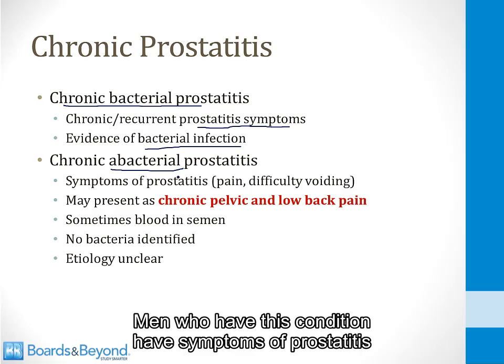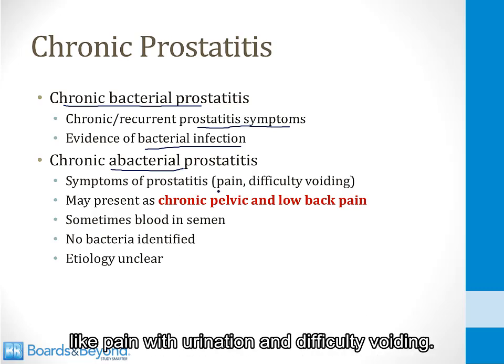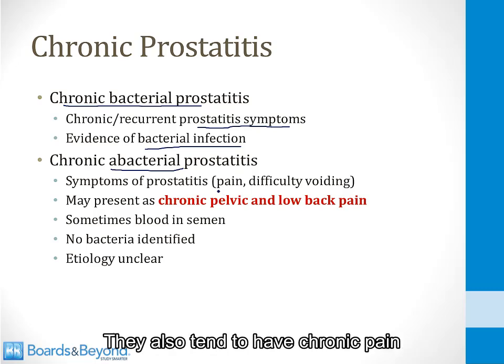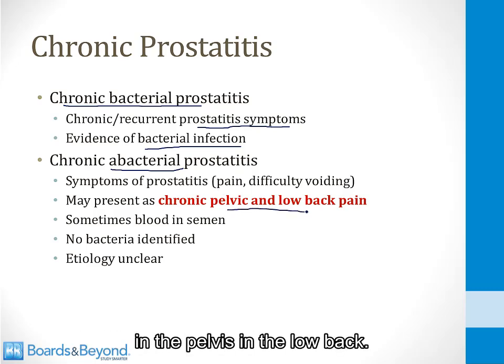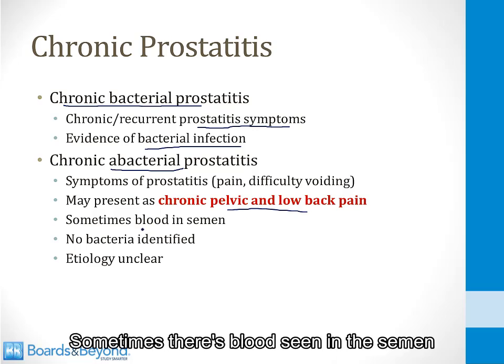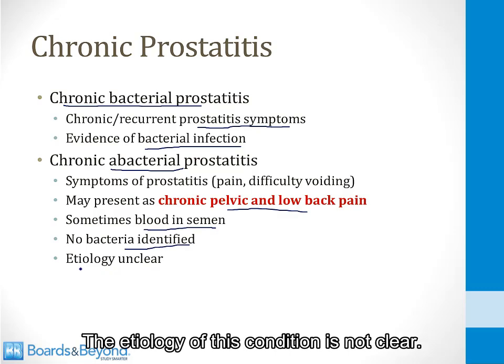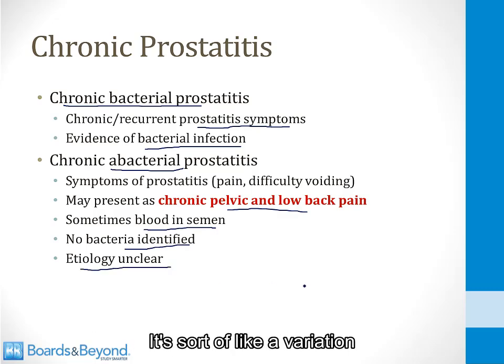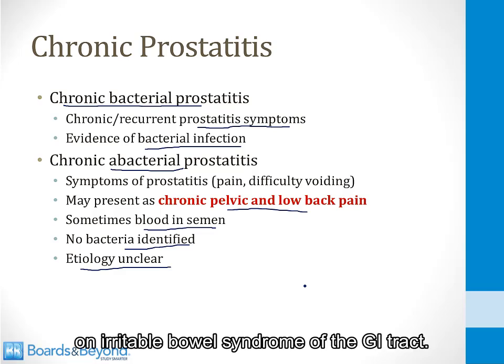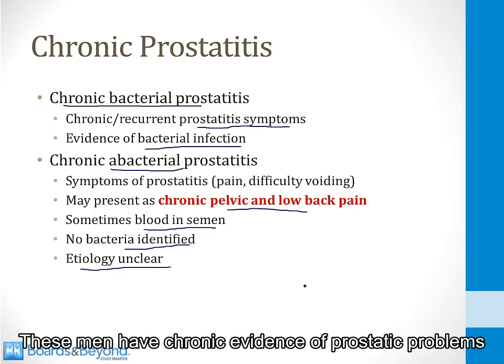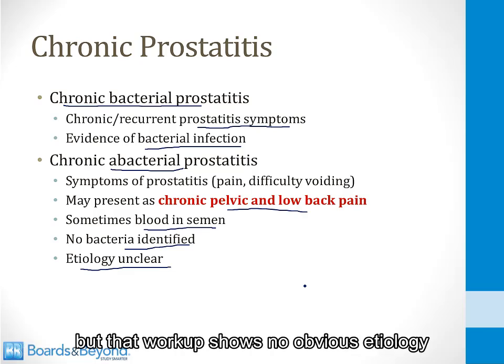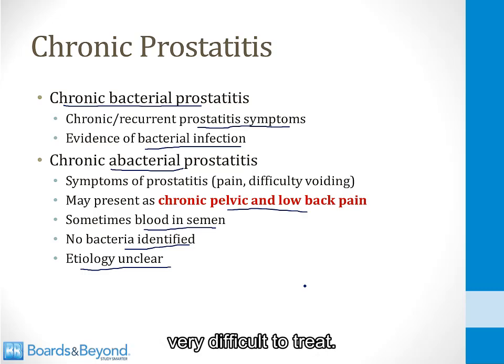Men who have this condition have symptoms of prostatitis like pain with urination and difficulty voiding. They also tend to have chronic pain in the pelvis and the low back. Sometimes there's blood seen in the semen, but no bacteria are identified on urinalysis. The etiology of this condition is not clear. It's sort of like a variation on irritable bowel syndrome of the GI tract. These men have chronic evidence of prostatic problems, but their workup shows no obvious etiology, very difficult to treat.